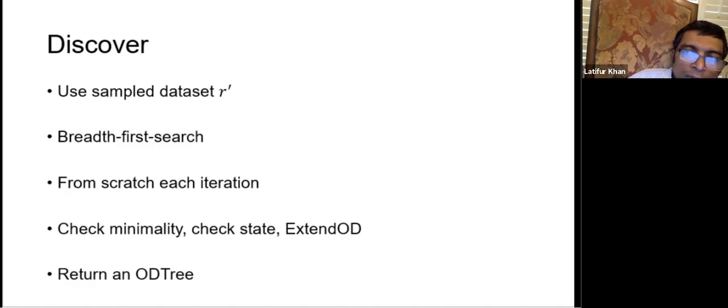The discover algorithm is designed to discover a complete OD set of the subset R prime. Discover follows the breadth-first search traversal of ODTree. In every iteration, we have to discover from scratch, since R prime has changed. For each node, we check minimality and branch non-minimal nodes. We check its states and then use ExtendOD to generate more nodes. Discover returns an ODTree that carries all necessary information for further iteration.